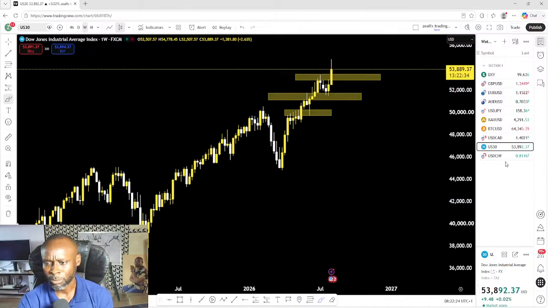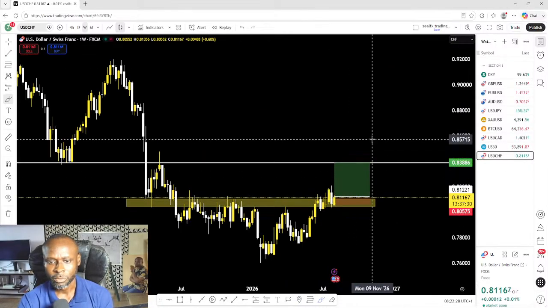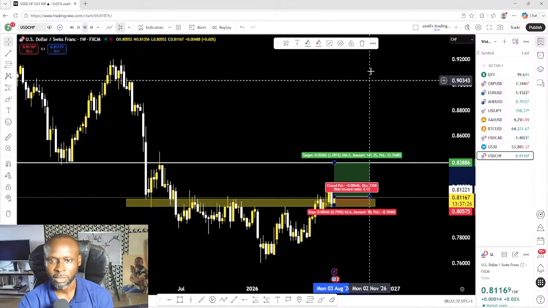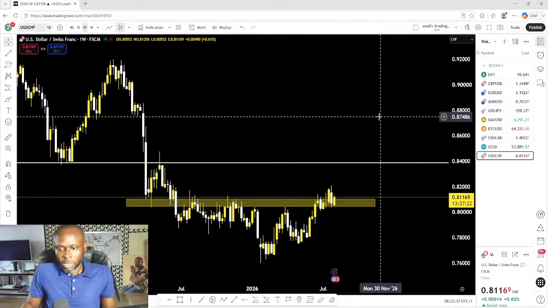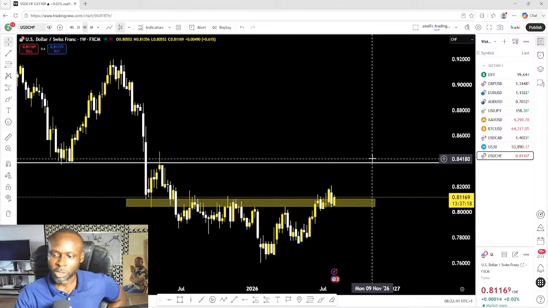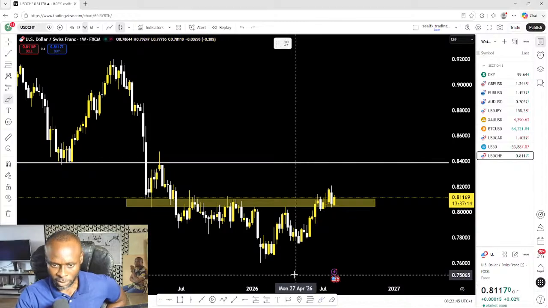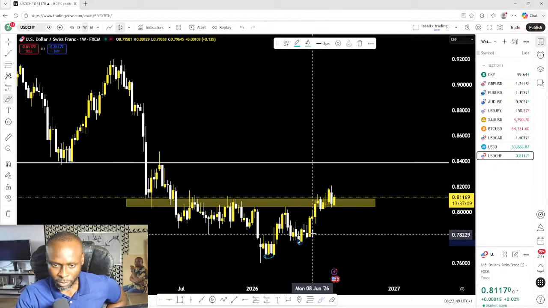So let's look at our next pair, which is the USD CHF. On my daily time frame, you can clearly see that we still have price giving us a bullish structure on USD CHF. You can see we have this lower low and higher low, then another higher low.